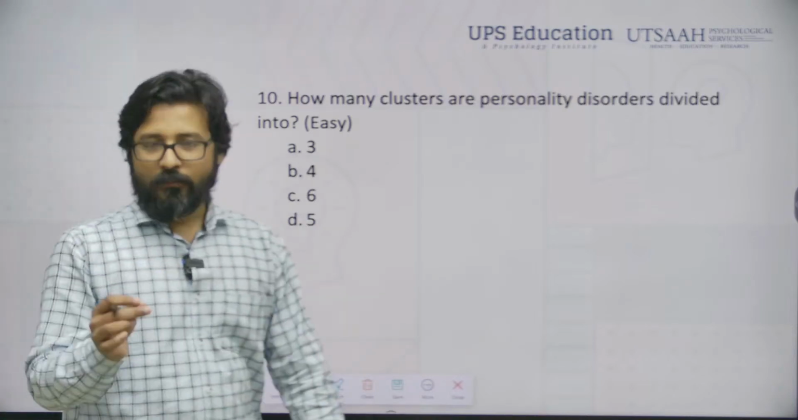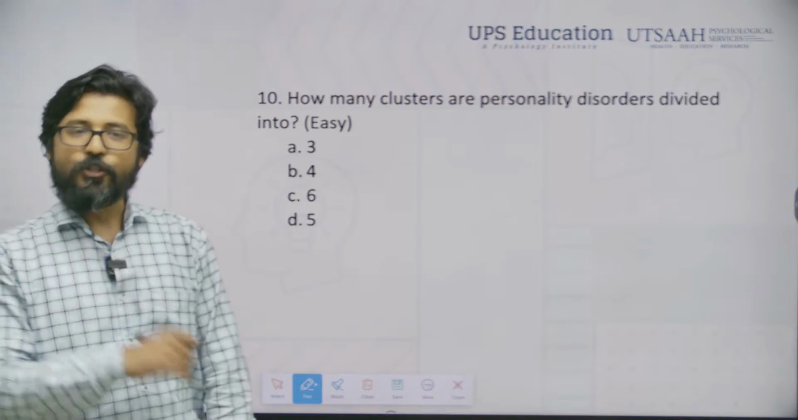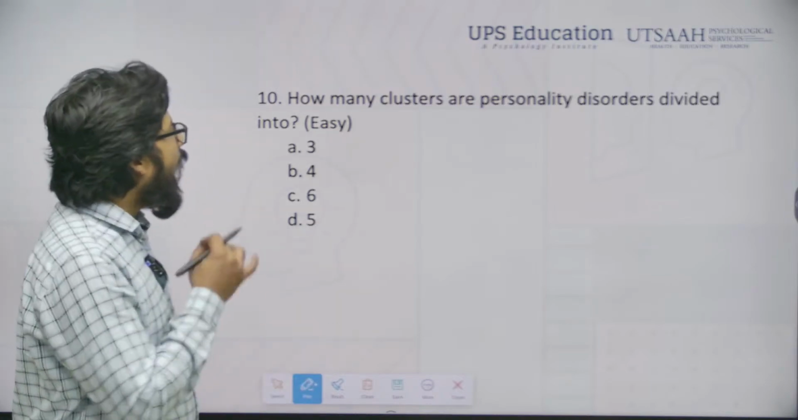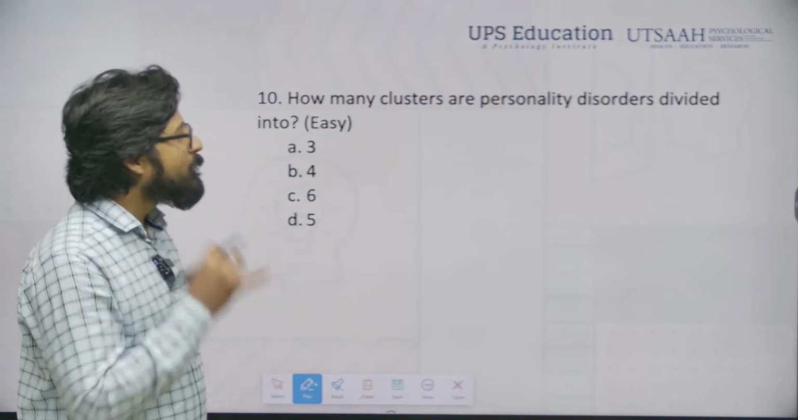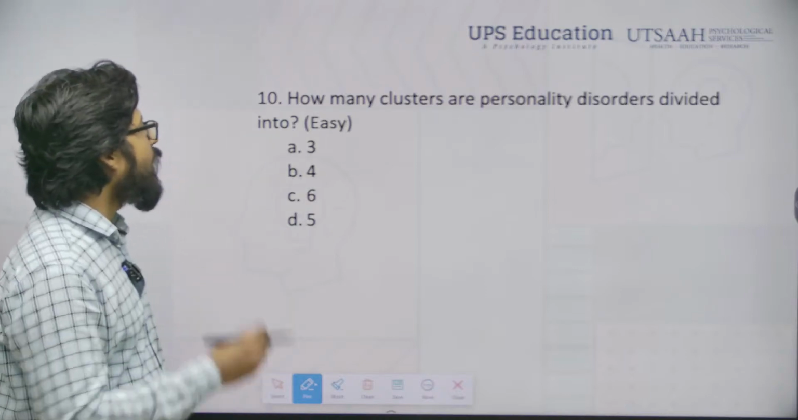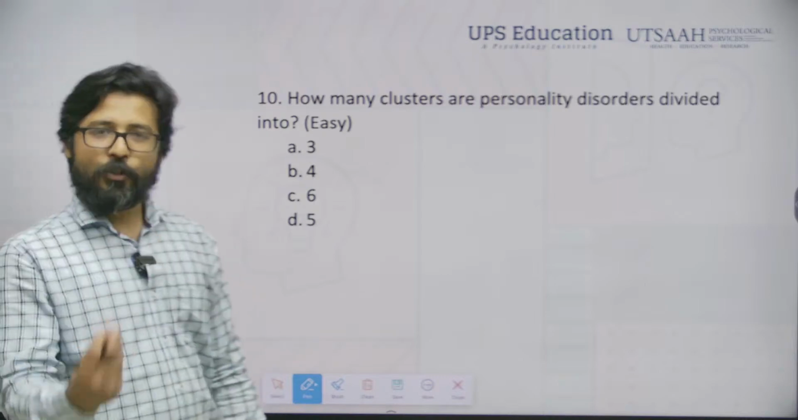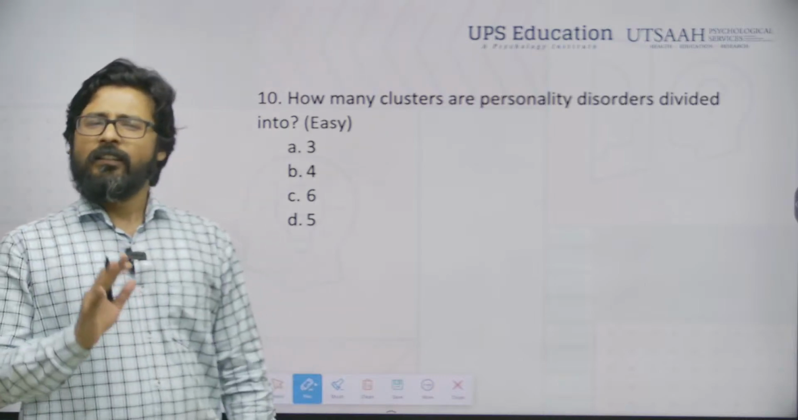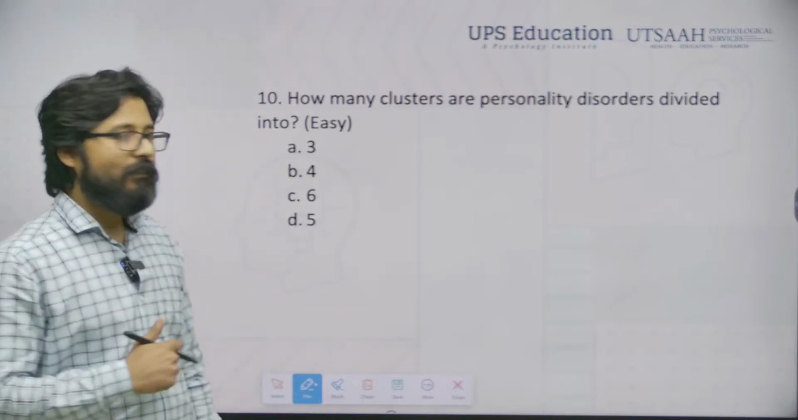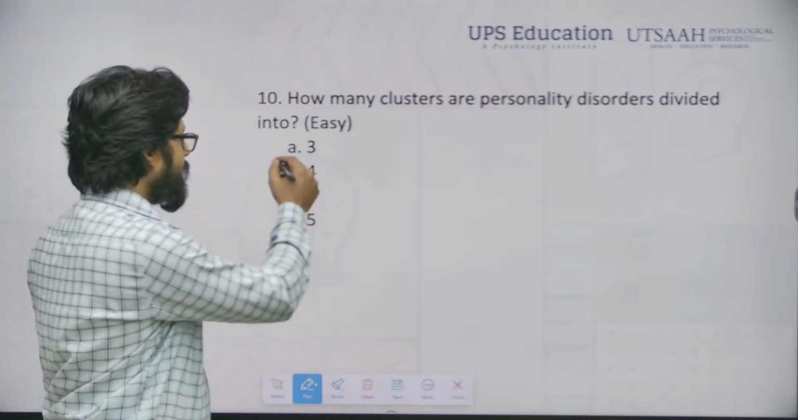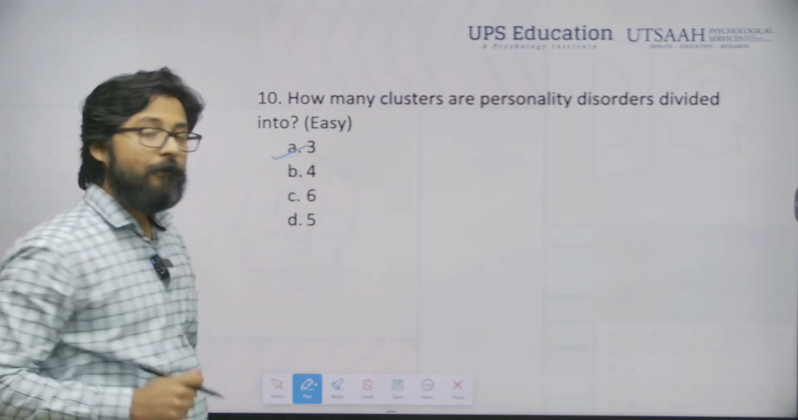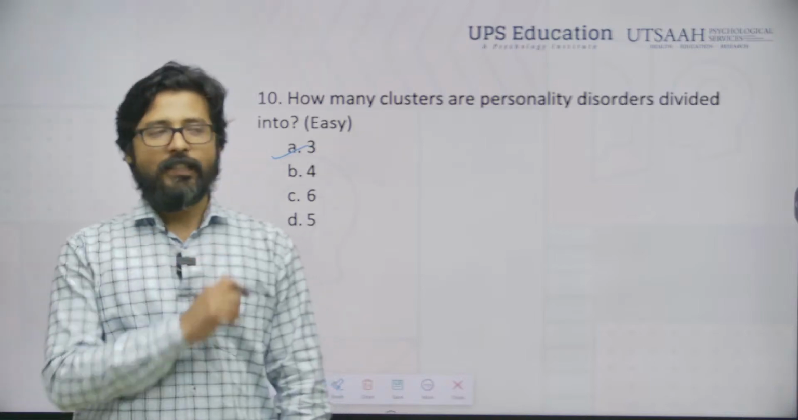This is the 10th question, and this is the last question that we are discussing. How many clusters are personality disorders divided into? How many clusters are we having in personality disorder? The question can be considered easy. So the correct answer will be A. Why? Because there are three clusters.